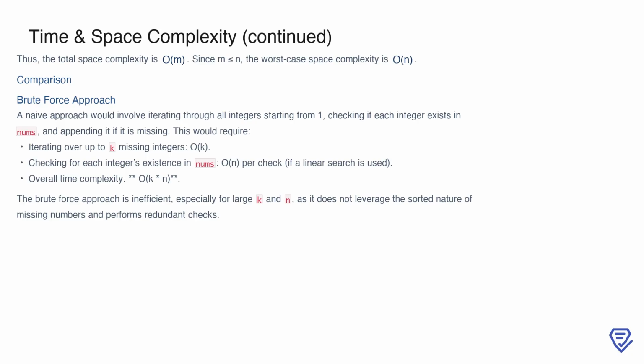Let's compare this optimized solution to a brute force approach. In a naive solution, we would iterate through all integers starting from 1, checking if each integer is missing from the input array, and appending it if necessary. This would involve iterating over up to k missing integers and performing a linear search for each integer in the input array, which takes O(n) time per check. Consequently, the overall time complexity of the brute force approach becomes O(k*n), making it highly inefficient for large values of k and n. This highlights the inefficiency of redundant checks and the lack of leveraging sorted missing numbers in the brute force method.